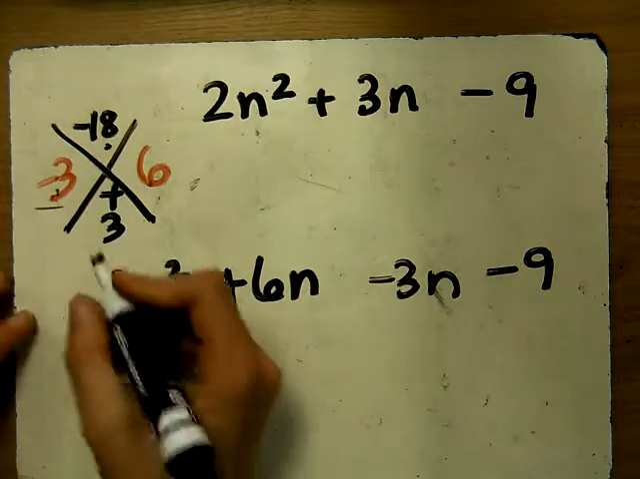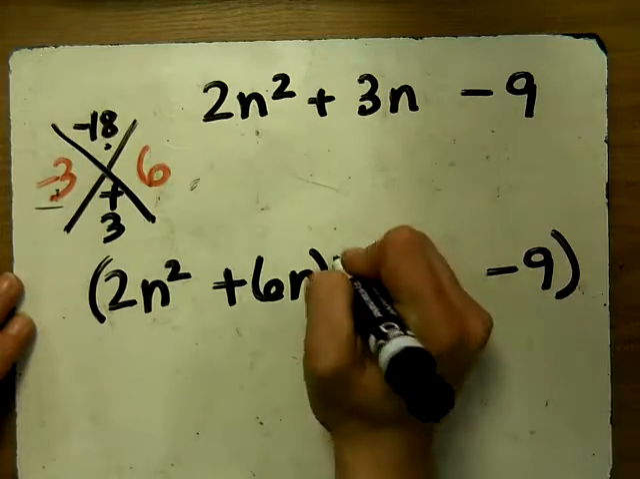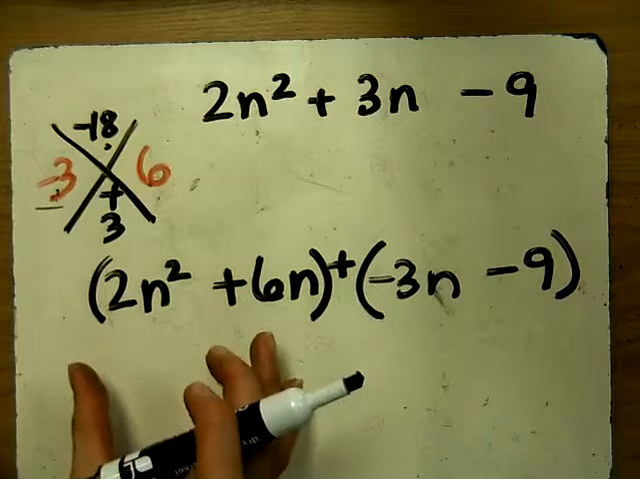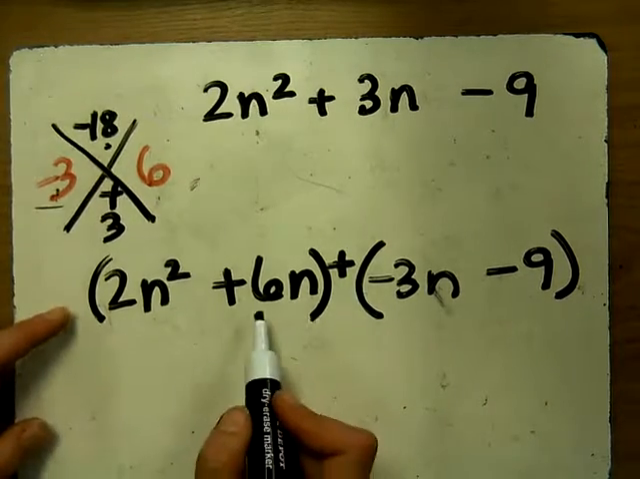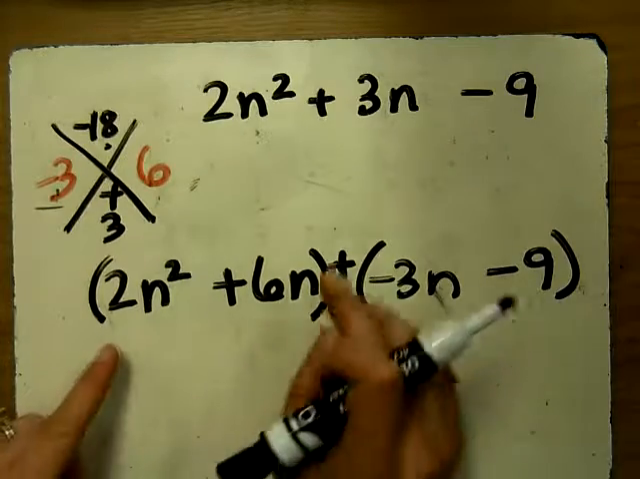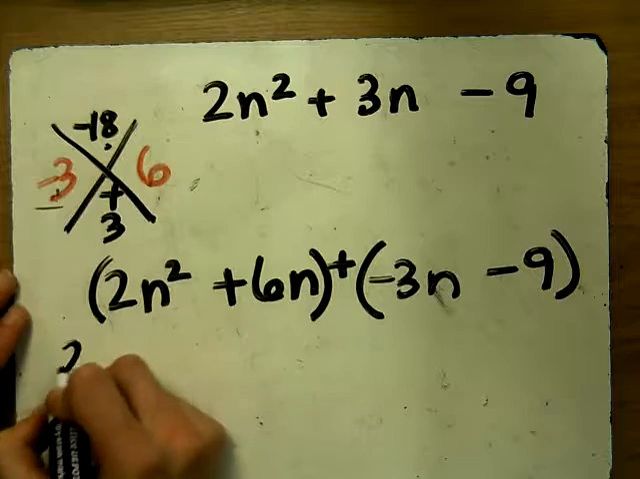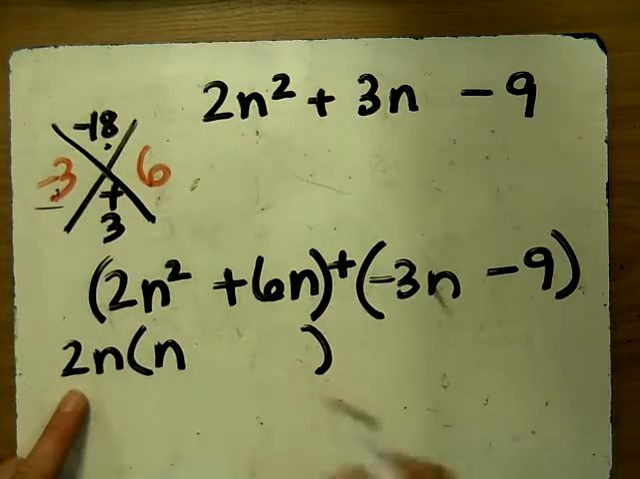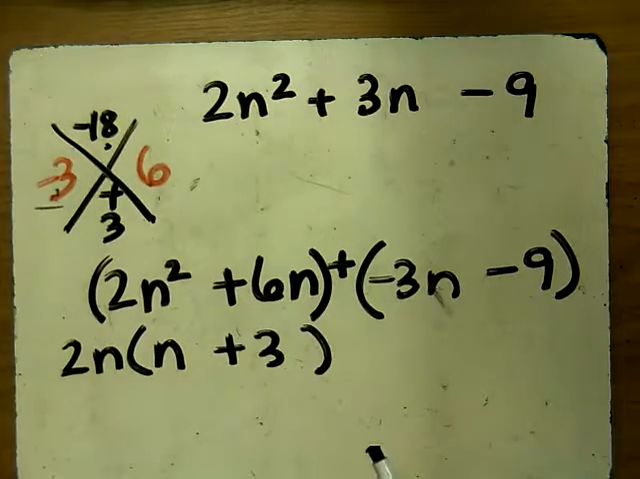All right, so now what we do is we group these first two and these last two, and we'll put a little plus sign in between so that we know we're adding them and not multiplying. So we're going to group the first two terms together, the last two terms, and then we're going to factor out the common factor in each of these binomials. So in this binomial, the greatest common factor would be 2n. So I write a 2n. And 2n times 1n is 2n squared. 2n times a positive 3 gives me 6n.